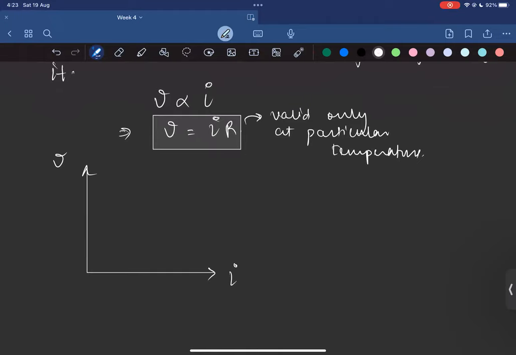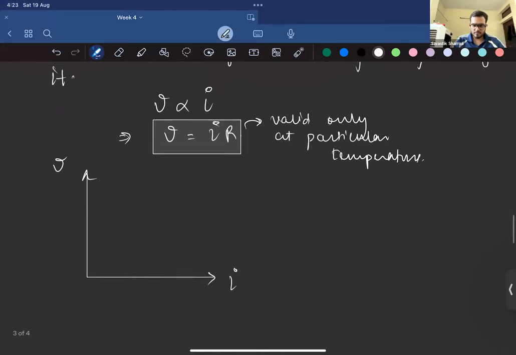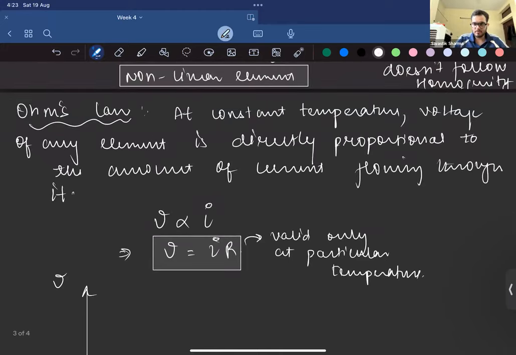I'm very sorry, but I suddenly got out of the class. So from where do you want me to continue? Can you tell me? I was telling the Ohm's law and then I got out of the class. Okay. So Ohm's law is what? Can you tell me once again?